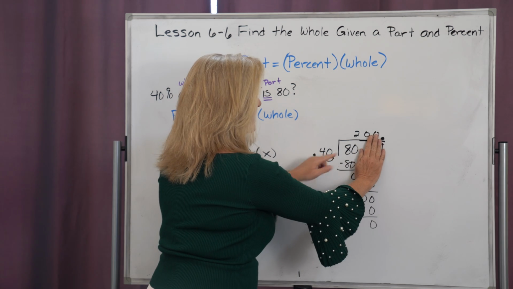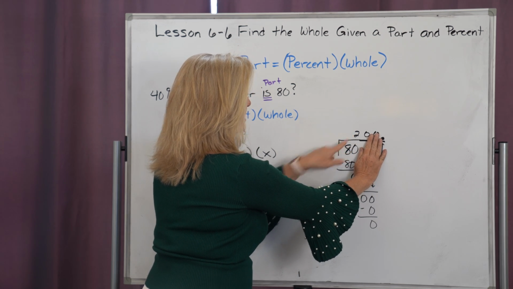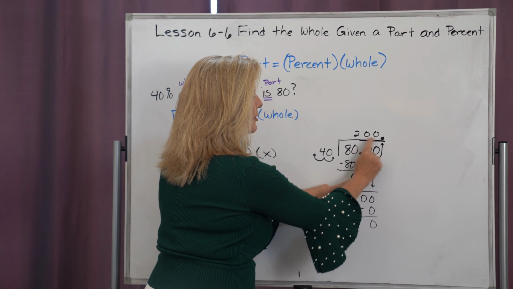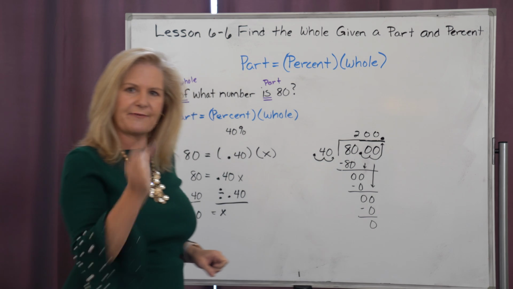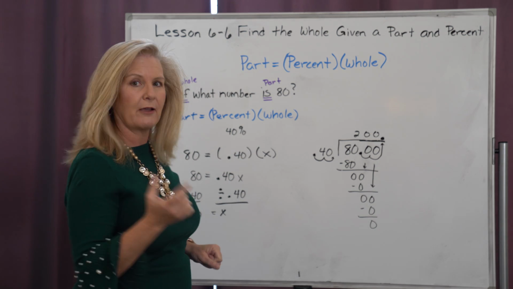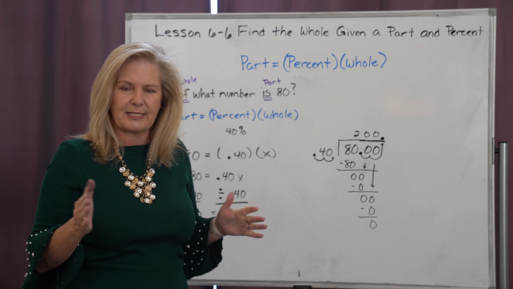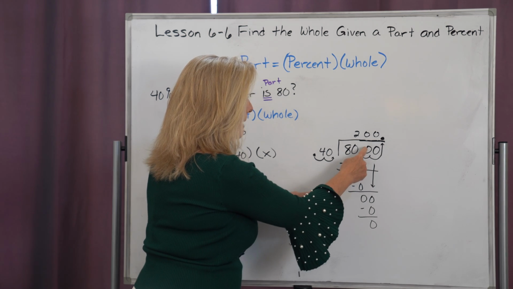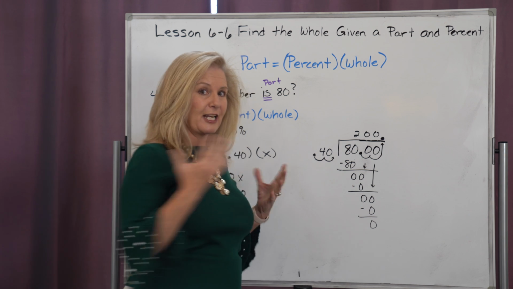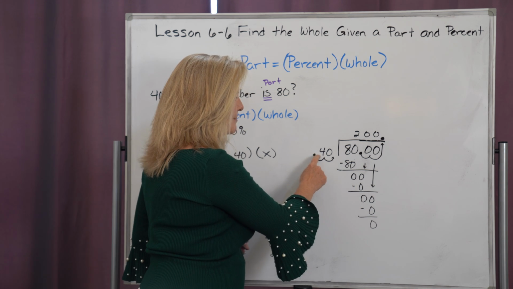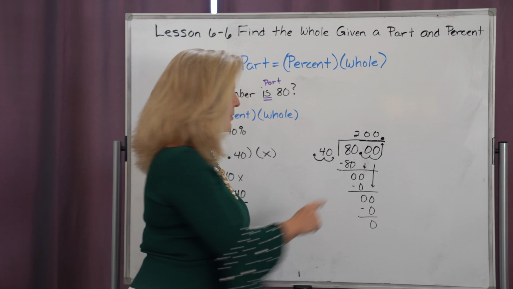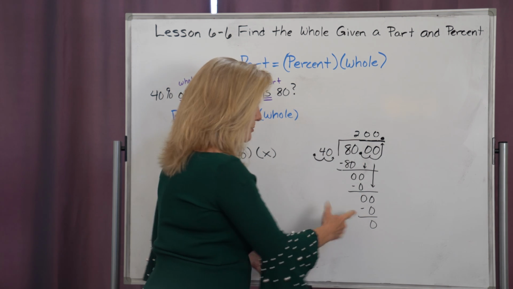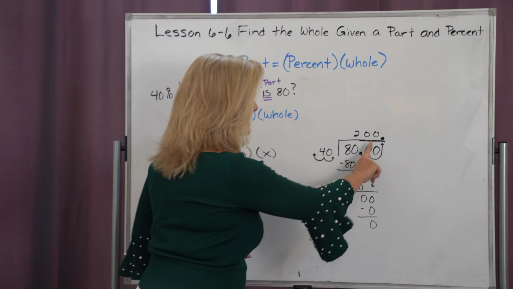So 40 can go into 80 twice, because 2 times 40 is 80. We subtract and we get 0. But notice we still have 2 place value positions to the right of the 2. We have to fill those in, so I'm not done dividing. So even though I'm left with 0, I'm going to pull down this 0, and I just started again. How many times does 40 go into 0? Well, 0 times. So 0 times 40 is 0. We subtract it, and we have one more 0 to go.